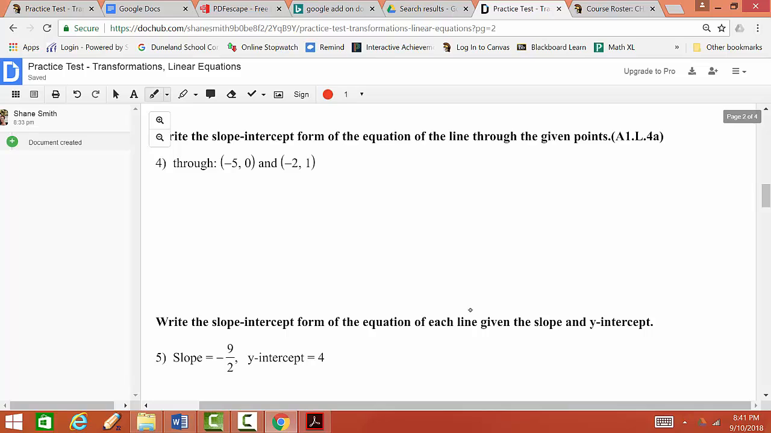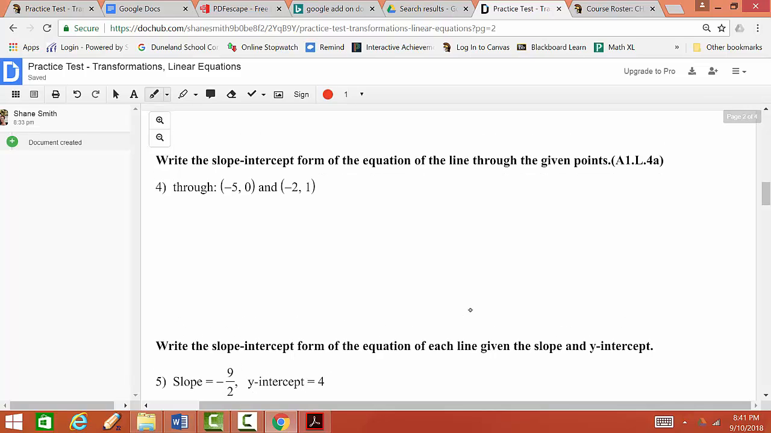All right, this next one is writing linear equations. So the first one, we're given 2 points. When you start with 2 points, you're going to want to find the slope first, which is y2 minus y1 over x2 minus x1. So that's going to be 1 minus 0 over -2 minus -5, which is actually a plus 5, so this should be 1/7.